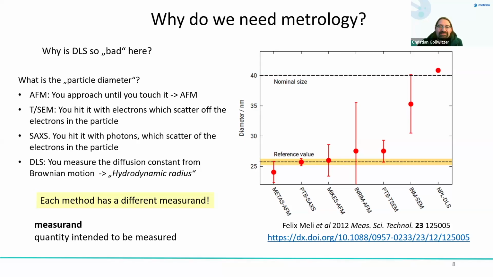But if you use DLS, what you actually measure is the Brownian diffusion motion of your particles. And from that you derive the size by the friction of the particle in the water. This is called the hydrodynamic radius, and it is basically just what DLS measures. So the answer why it's so different is that each method has a different measurand, and the result you get from DLS is not wrong. It's just a different result, which is not comparable to the others. Can you go on?